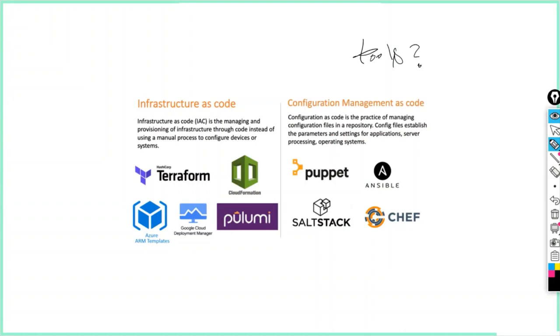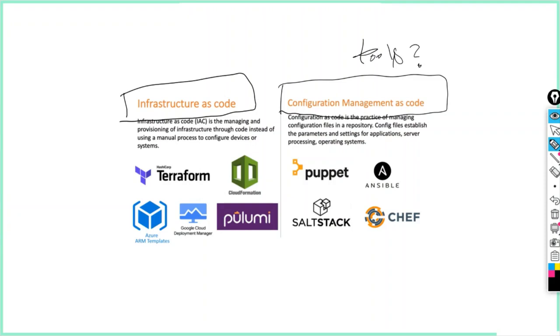When you are talking about the tools, some tools focus only on infrastructure as code. They would not be focusing much on configuration management. Some tools take care of both configuration management as well as infrastructure. So by definition, you need to know the clear-cut differences in terms of both the aspects. For example, infrastructure as code is the managing and provisioning of infrastructure through code instead of using a manual process.